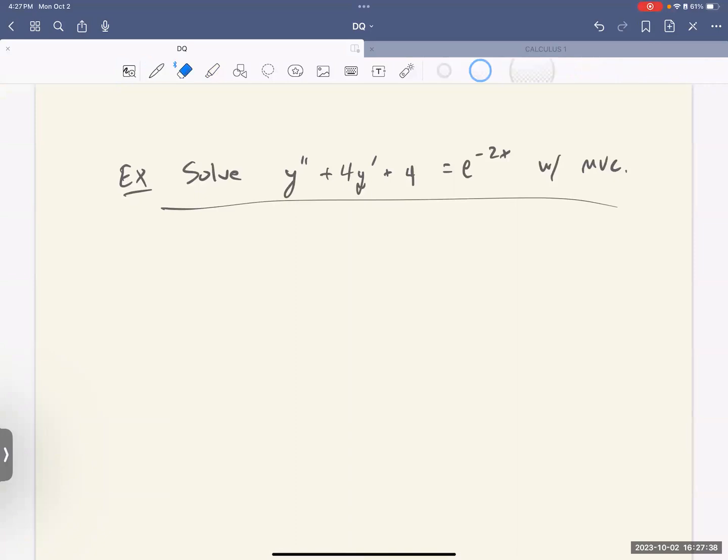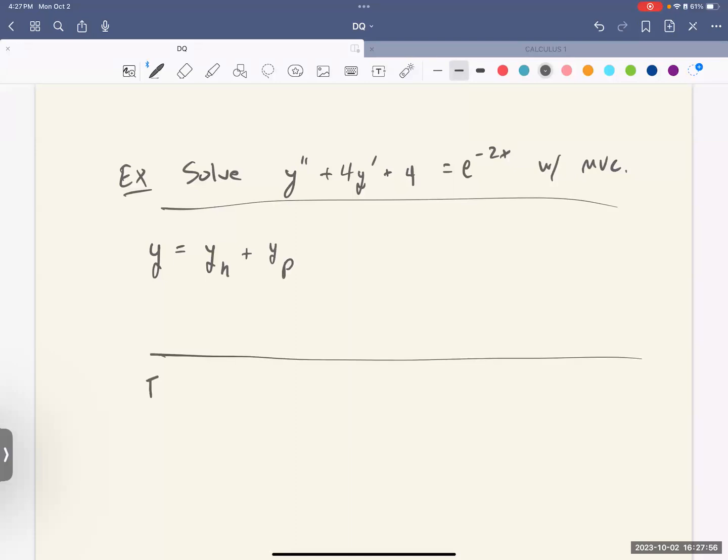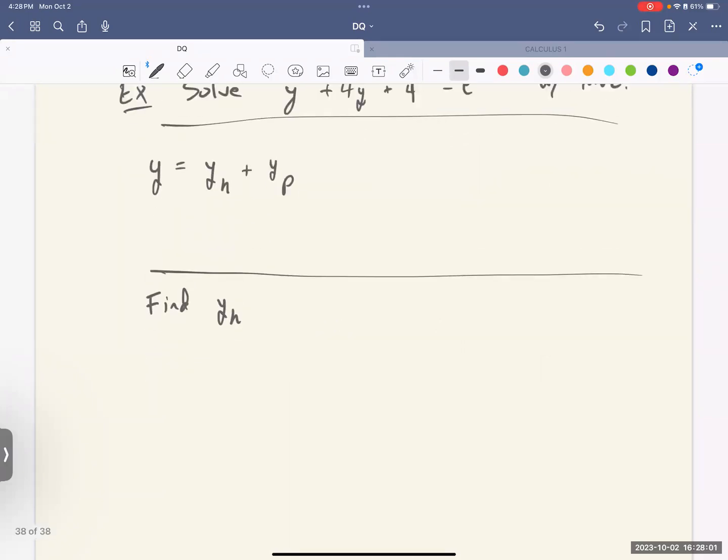So if you're going to solve this with MUC, you would decide it's linear with constant coefficients and it's second order, so we're going to use MUC to do that. Y is going to be y sub h plus y sub p. We're going to go find y sub h by solving y double prime plus 4y prime plus 4y is equal to 0.